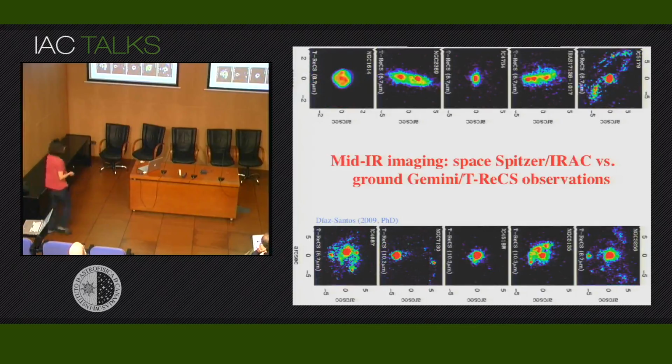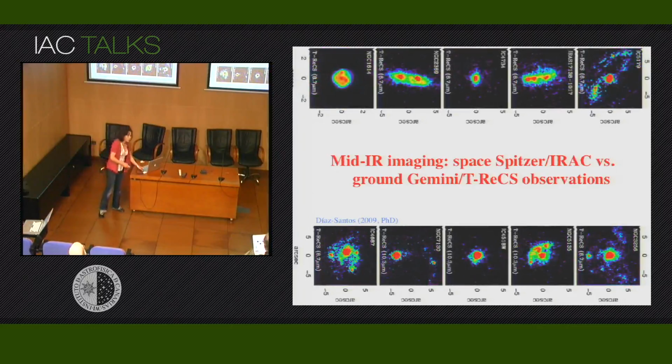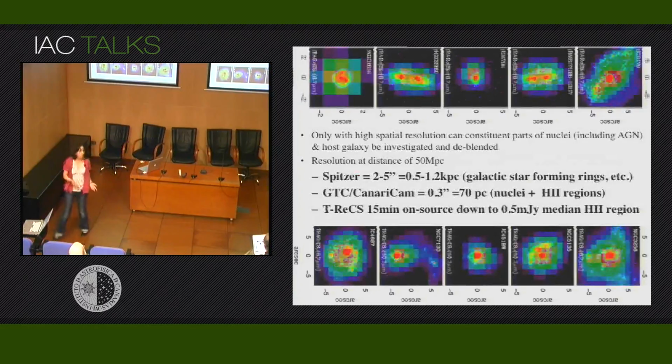Of course, Spitzer is much more sensitive, but these galaxies are very bright, so it's relatively easy to observe them from the ground. And just to give you some numbers, at a typical distance of 50 megaparsecs, with Spitzer, your angular resolution depends on the wavelength, of course, so it's between 2 and 5 arcseconds. And this converts into physical sizes of between half and 1 kiloparsec.